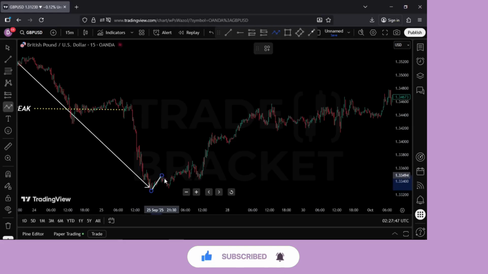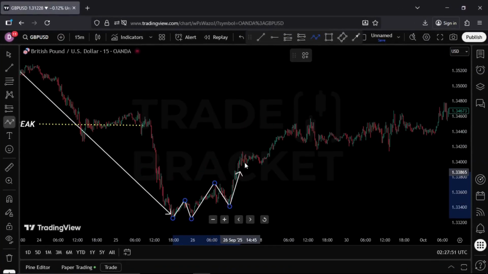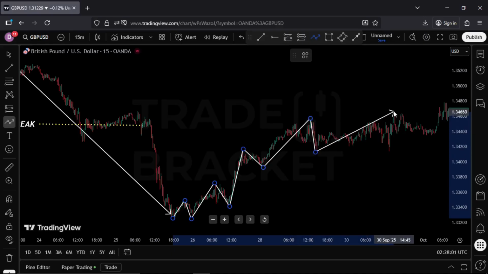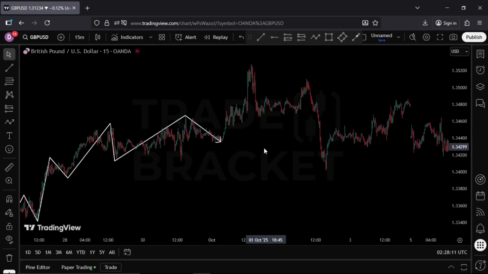Price made a push, pullback, push, pullback, push, pullback, push. In fact, it made all the push all the way up here, then pulled back, then pushed, pulled back, then dragged the market out.